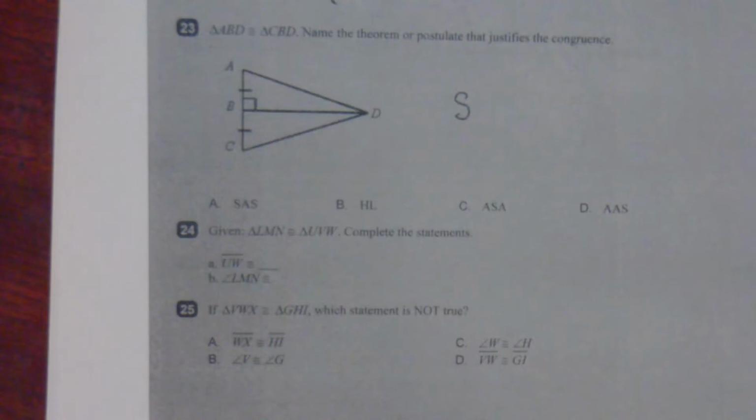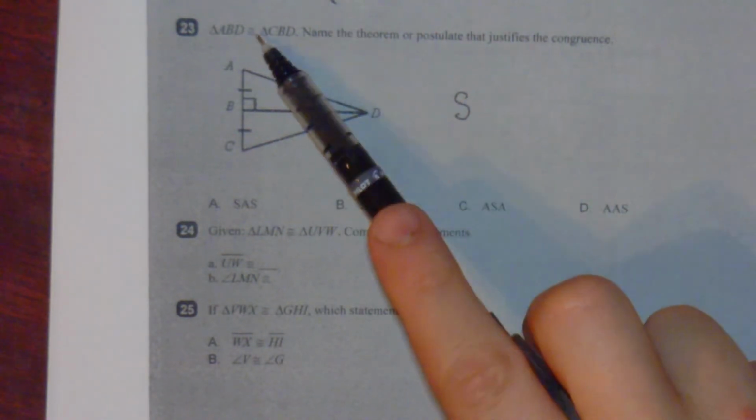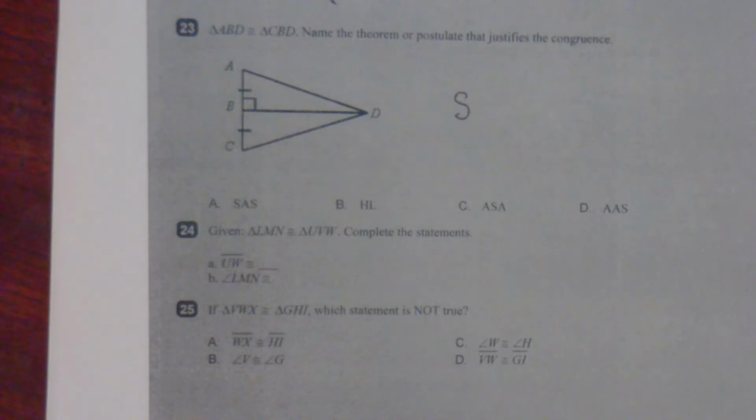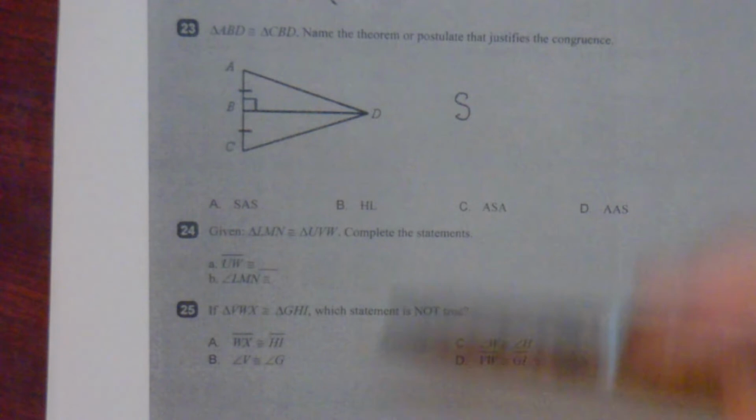So we're going to focus on number 23 right here. It states that ABD is congruent to CBD. We need to name the theorem or postulate that justifies the congruency of these. So when we look at this, we have the following pieces of information.